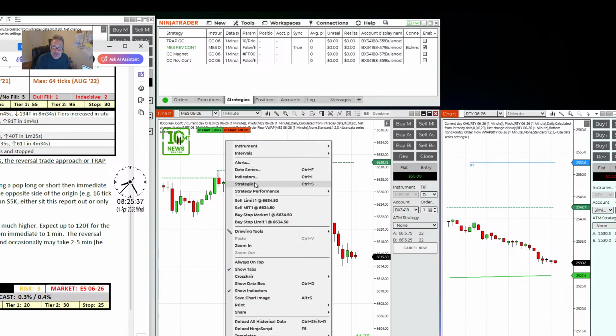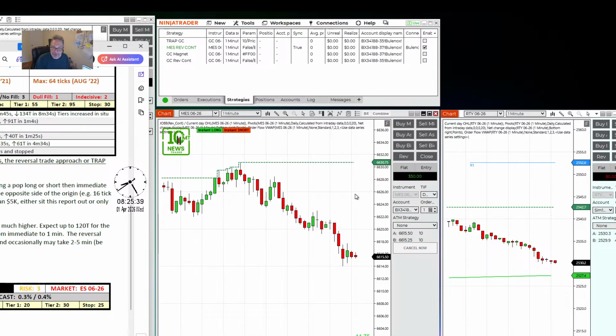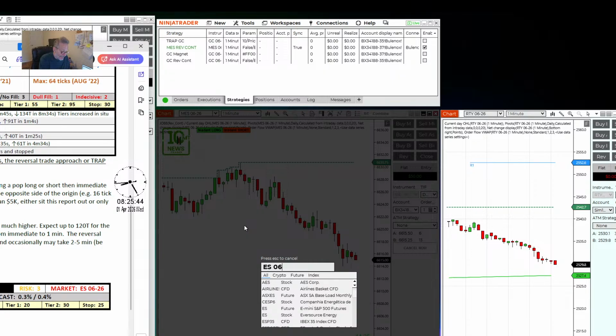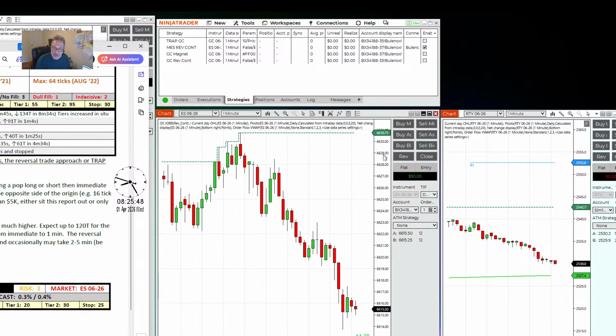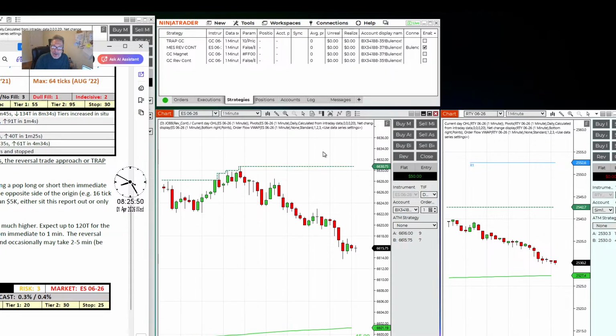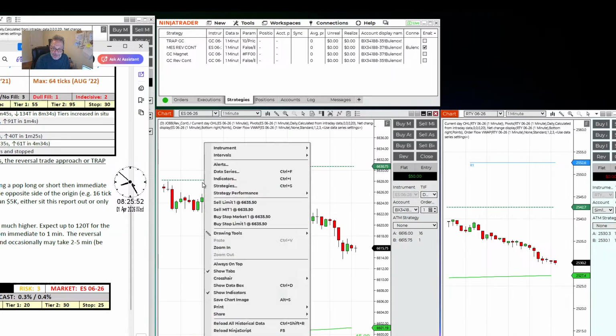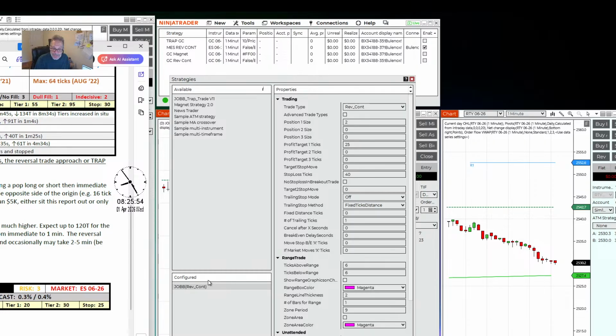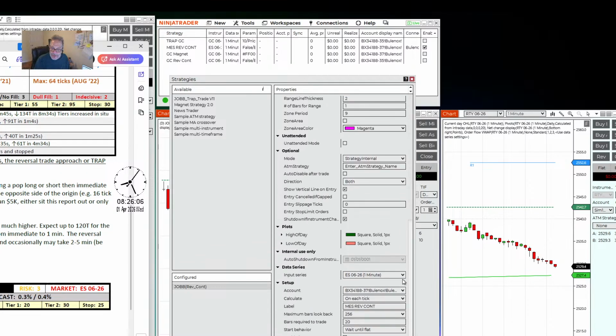Then on the MES or the ES, whichever you prefer, I'm going to go for broke today. ES 0626. I'm going to go crazy because I'm a nut. Trade the ES. So my reverse continue, just one position for the reverse continue. 25 target, 25 stop at the moment. All right, that's my reverse continue.